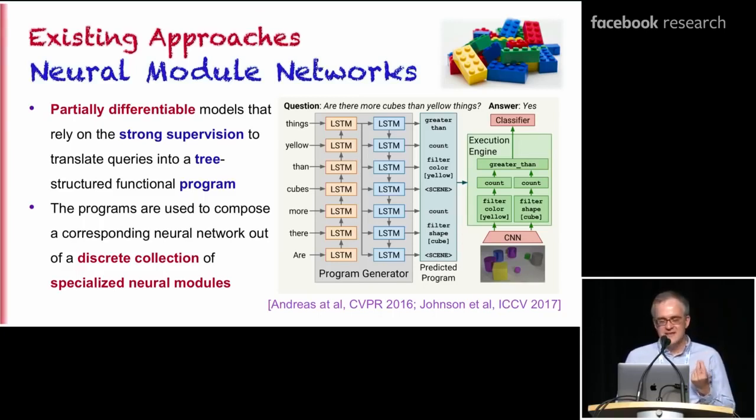The first stage is that you use a sequence-to-sequence model to translate the English form text back into the functional program using the strong supervision. And then the second phase is actually the neural module network, where you use the functional program to piece together custom neural network pieces. So there's a discrete collection of specialized neural modules for doing things like selecting, filtering, counting, comparing, and they're stitched together based on the functional program, and then they run.